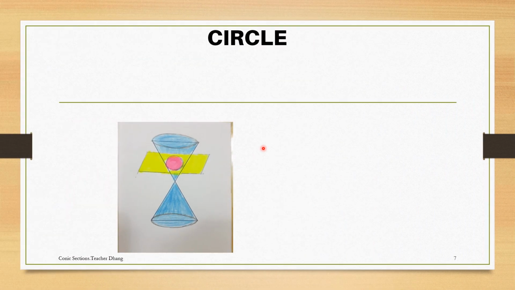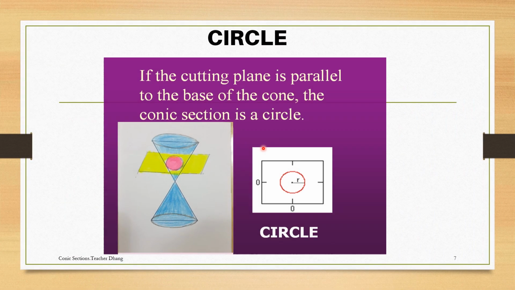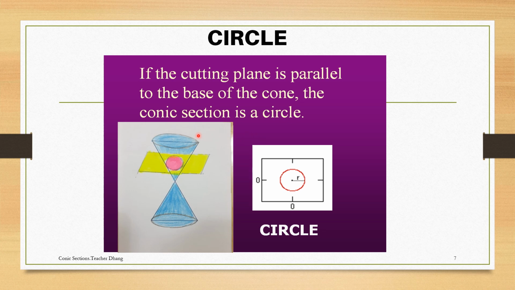So let me discuss the first conic section, which is a circle. As you can see in the figure, the cutting plane cuts a nap in such a way that it is parallel to the base of the cone. If the cutting plane is parallel to the base of the cone, we can say that the conic section is a circle.